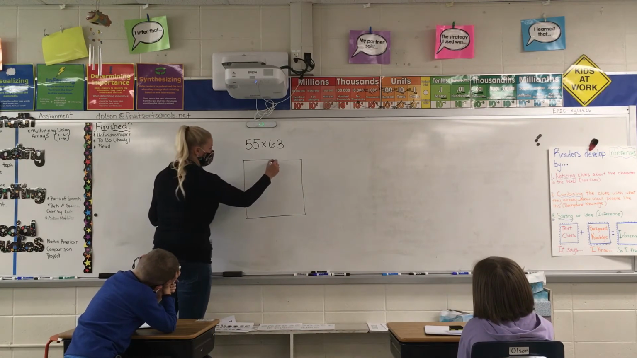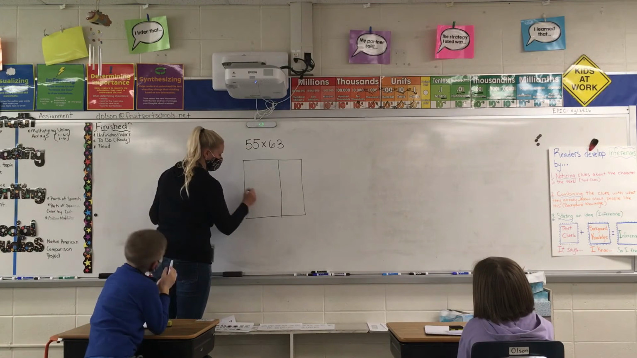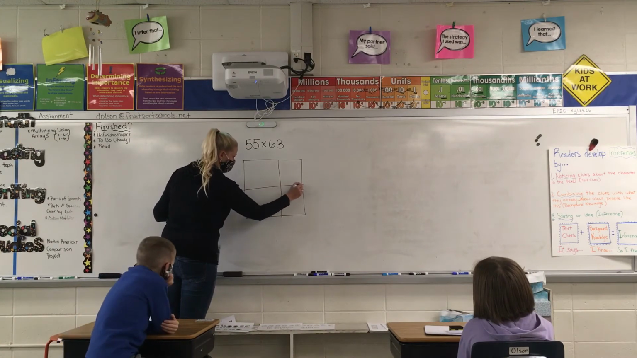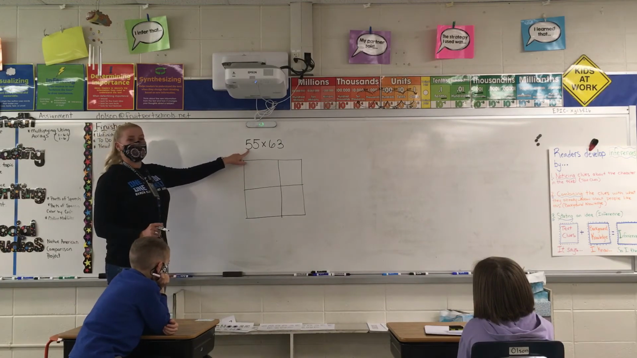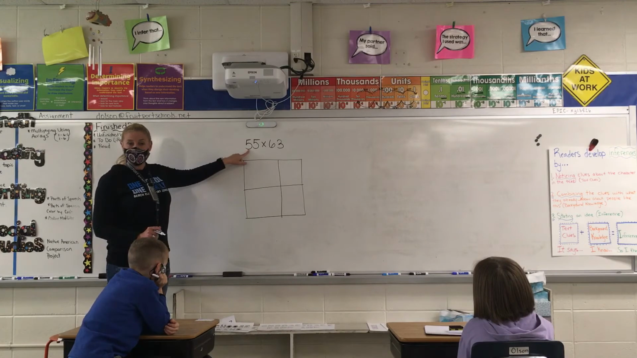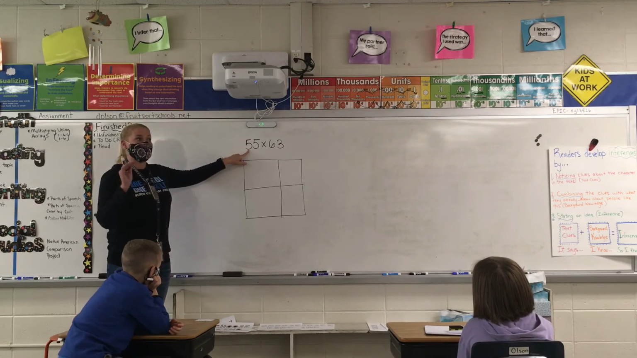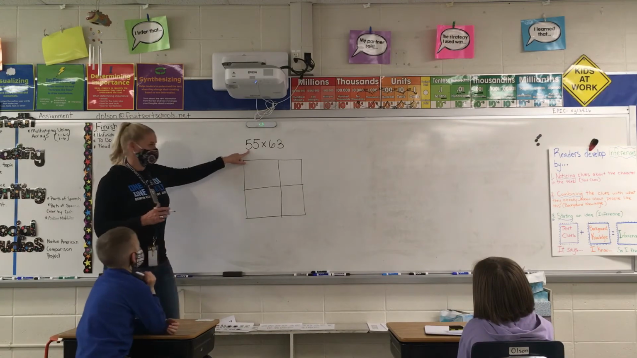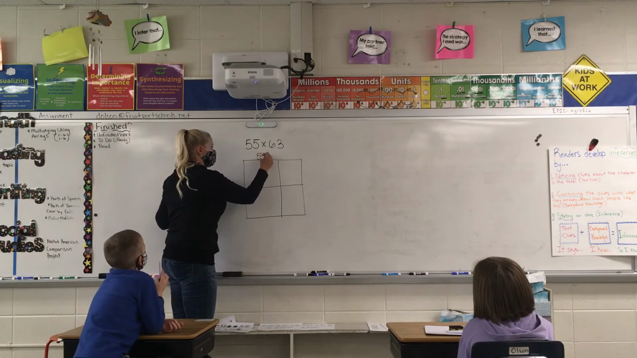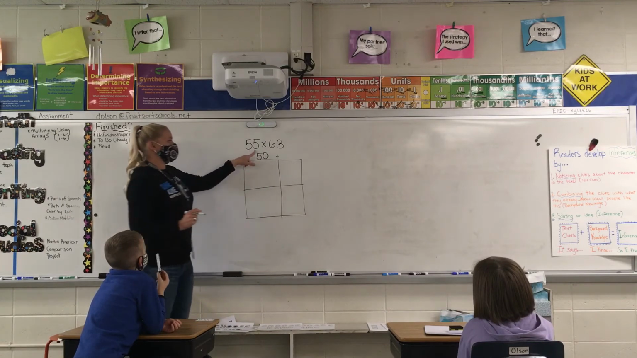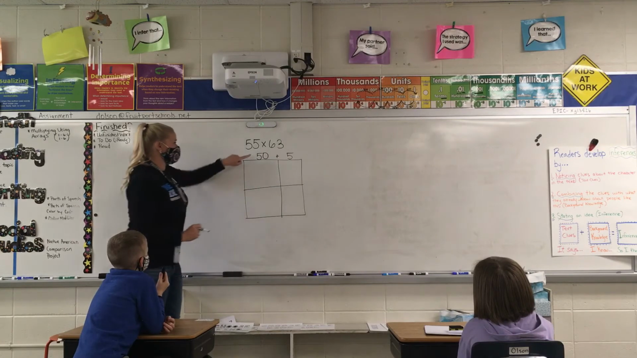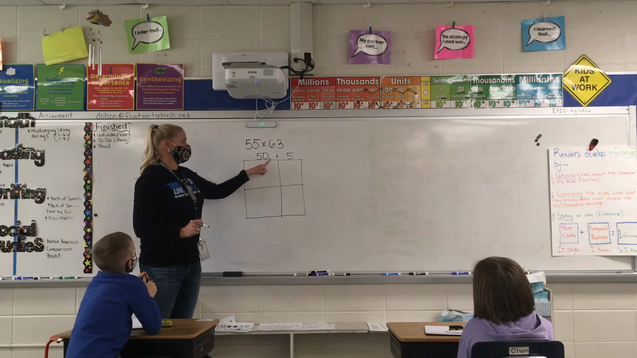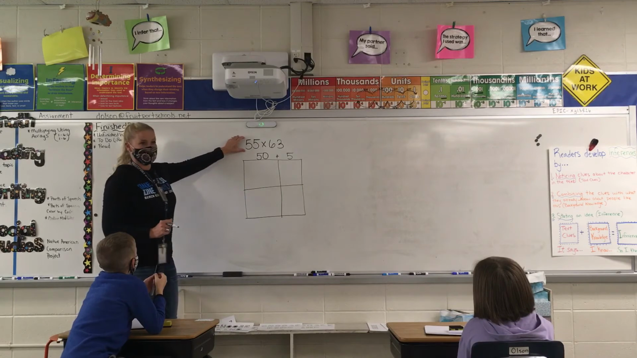So when I look at this, I might make it a little bigger, but probably not that much bigger. Okay? I have 55. 5 is in my tens place. How many tens do I have? 5. 5 tens equals what? 50. Okay? How many ones do I have? 5. Okay, so this number right here, 50 plus 5 represents my 55.